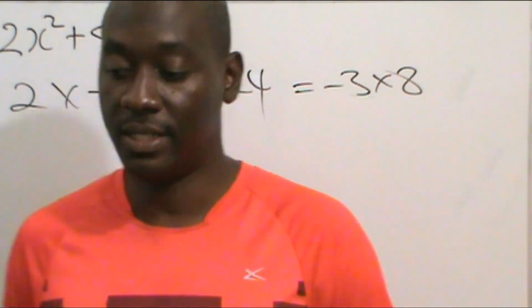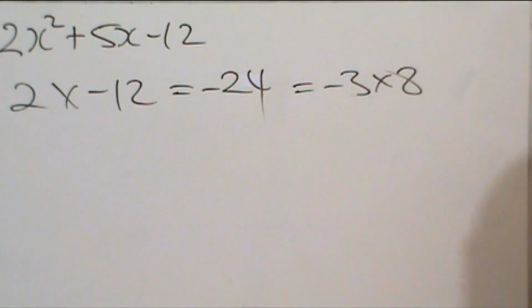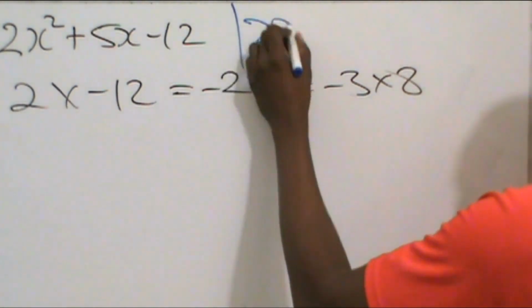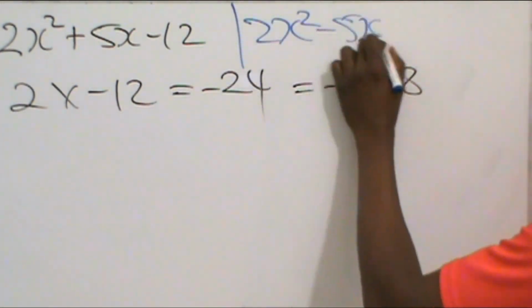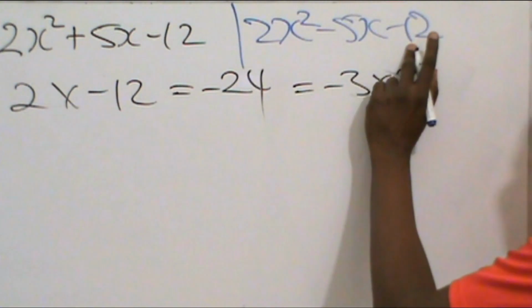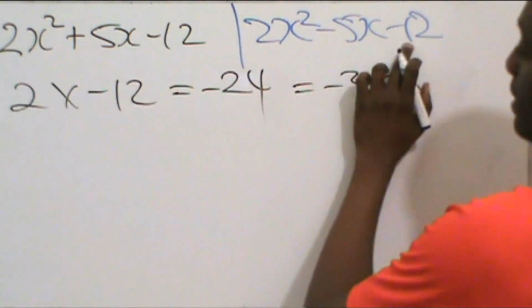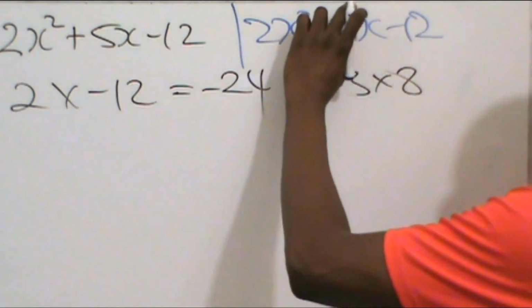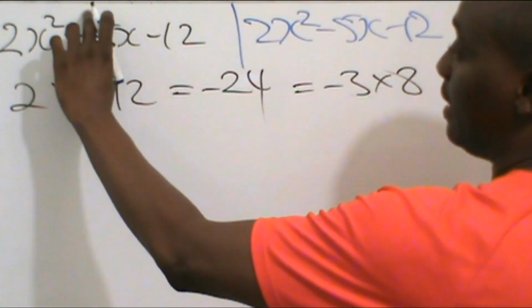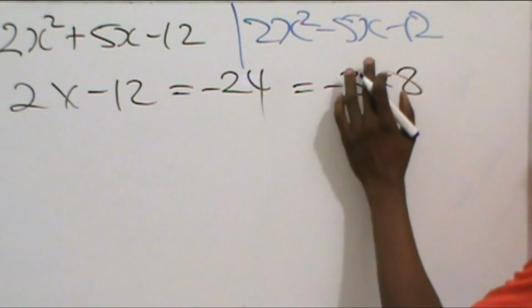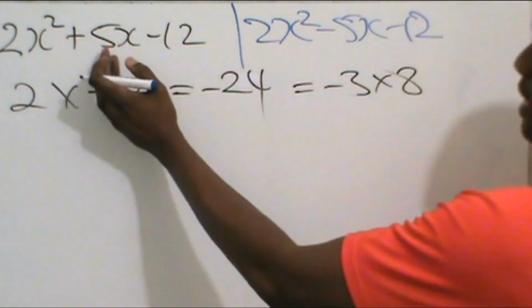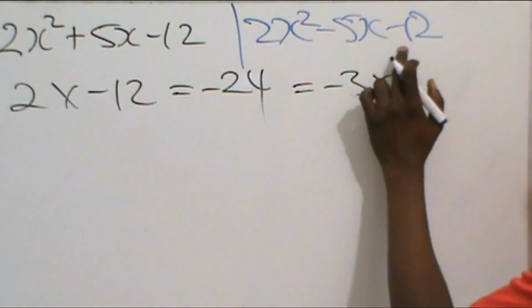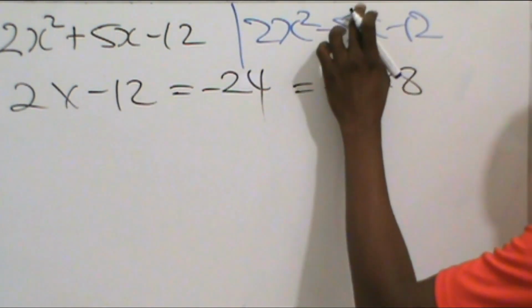Because, and I want you to take note of this, if the question, instead of being 2x squared plus 5x minus 12, was 2x squared minus 5x minus 12, right? Same 2 by minus 12 to give you minus 24. But in this case, we're looking for minus 5x as opposed to plus 5x here. So in this case, instead of using minus 3 by 8 as we did over here to give you 5, we would use minus 8 and 3 on this side.